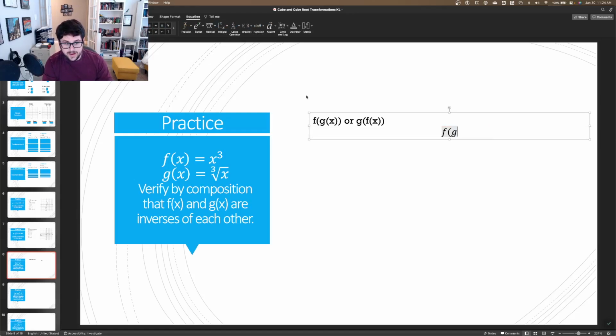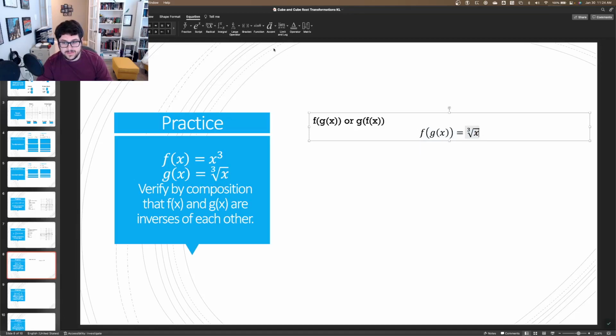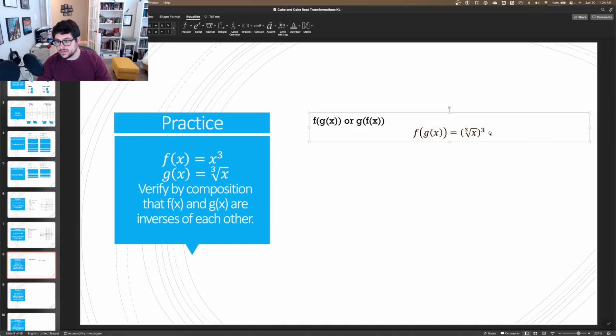I'm going to say f of g of x equals, well, my g of x, my inside bit, is this cube root. So let's type that first. Cube root of x. That's the g of x bit. And it's inside f of x. So let's put this thing on the inside of some parentheses. And we're essentially going to raise this to the third power. Okay. All right, so that's what that looks like.